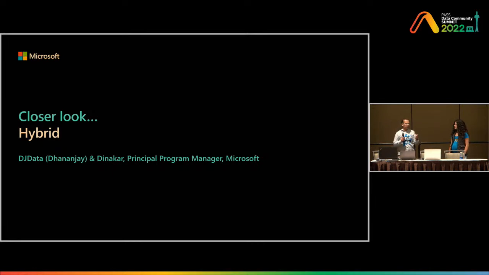Now, there are two aspects of Arc. One is the Arc-enabled infrastructure. So if you have Windows Server or Linux Server, or you have VMware vSphere, Hyper-V, these can be enabled by simply dropping an agent and connecting it to the cloud.